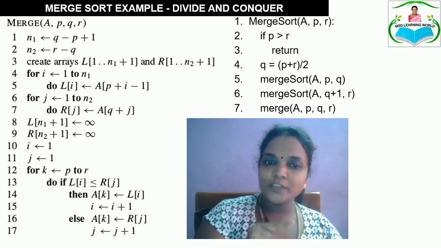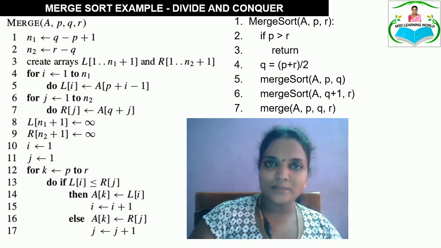If L of i is less than or equal to R of j, and this condition is true, then you place the left of i element in A of k and increment the i pointer. If this condition is not true, then you place the right element, which is the lesser element, in A of k and increment the j pointer. This gets executed until all the elements are combined to form sorted elements.